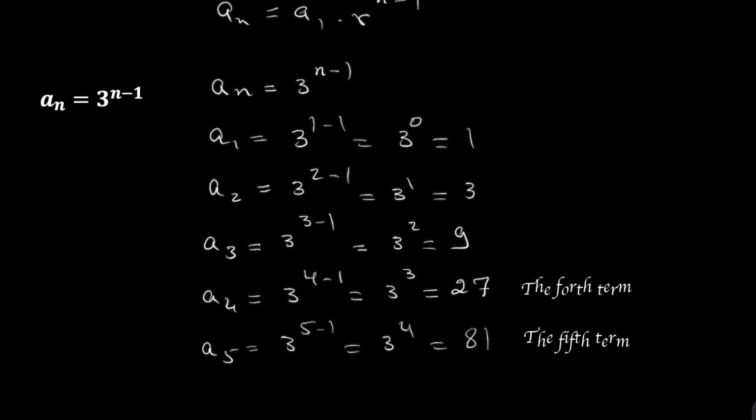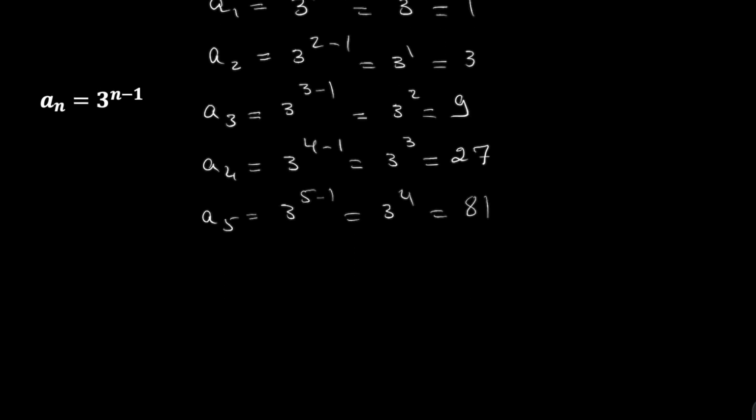Now, to find the term number 8, we can do a similar process by replacing n by 8. How do we do that? Let me show you how. We say a8 is going to be equal to 3 to the power 8 minus 1, which is equal to 3 to the power 7, which is equal to 2187. You can do this by calculator, by the way.